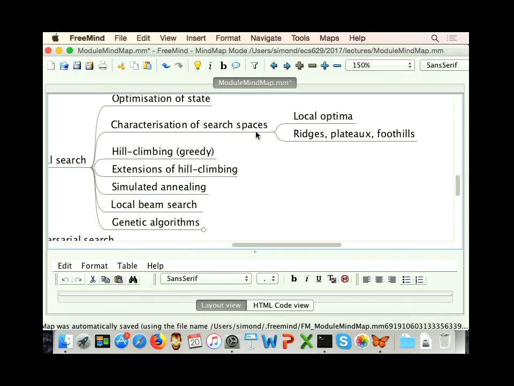There's no point going to a worse state, so I won't. Then we look at various extensions where you can either start again. It's one approach.